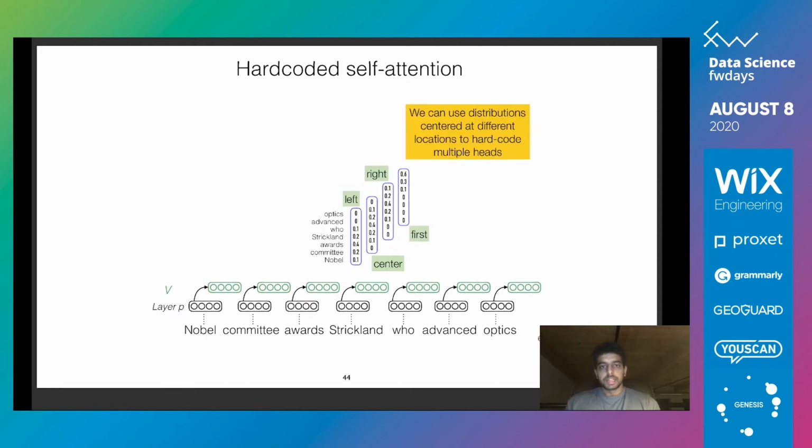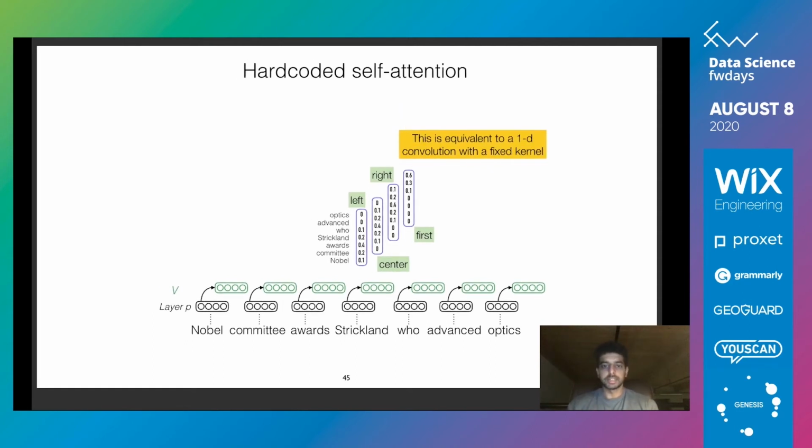So we designed these hard-coded attention heads, whose distribution is centered around different words in the sentence. You can also view this as equivalent to a one-dimensional convolution with a fixed kernel. So the fixed kernel here is this hard-coded distribution.